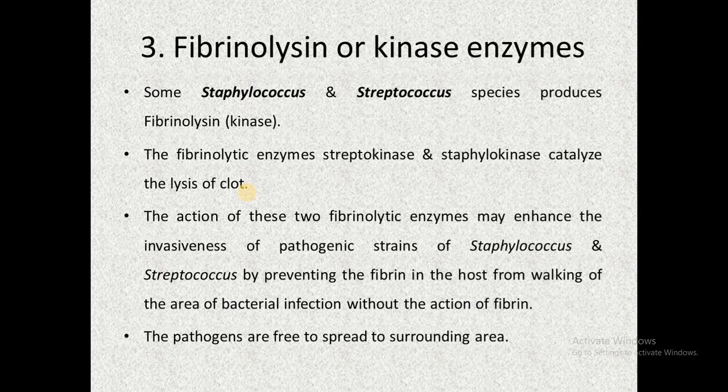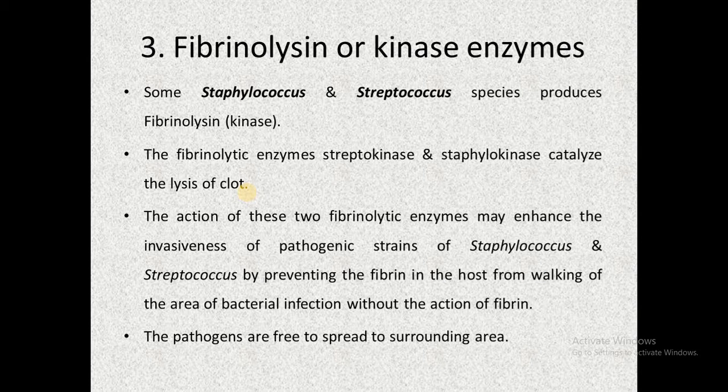Next is the Fibrinolysin or kinase enzyme. Some Staphylococcus and Streptococcus species produce Fibrinolysin. Fibrinolytic enzymes are Staphylokinase and Streptokinase. They are named based on the microorganism. If it is produced by Staphylococcus, the enzyme is Staphylokinase. If it is Streptococcus, the enzyme is Streptokinase. They catalyze the lysis of clots. These two enzymes break down the clot.